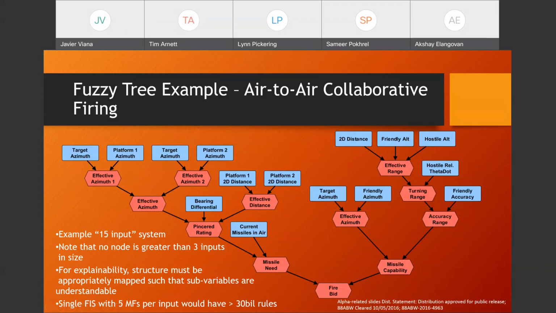just to give you an idea of what a fuzzy tree might look like for an actual problem and how you might want to start structuring things if you care about explainability, while also getting high performance and having a low enough number of parameters that you can optimize it effectively. So before I move on, does anybody have any questions on fuzzy trees?